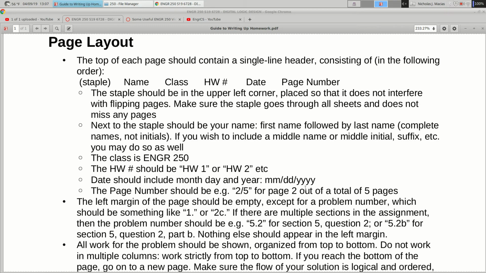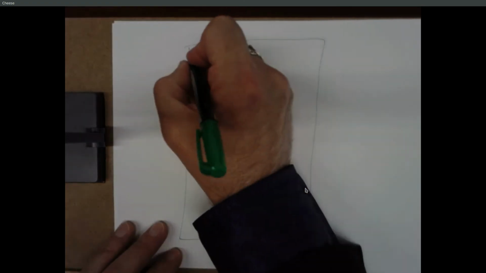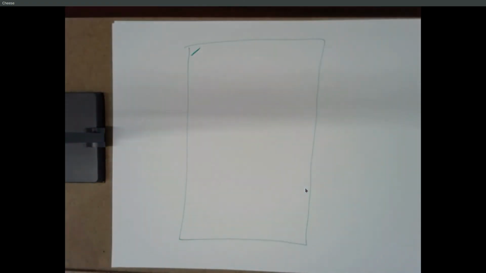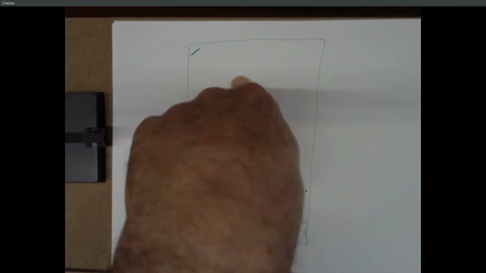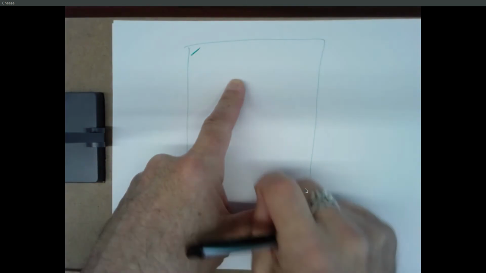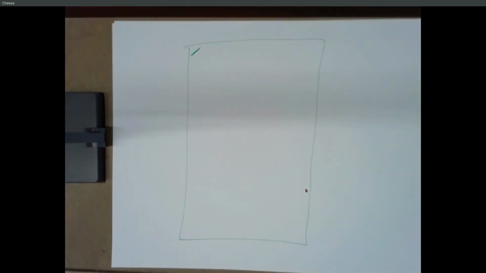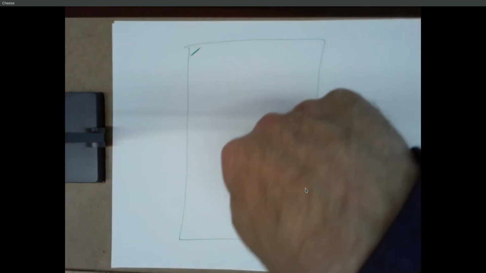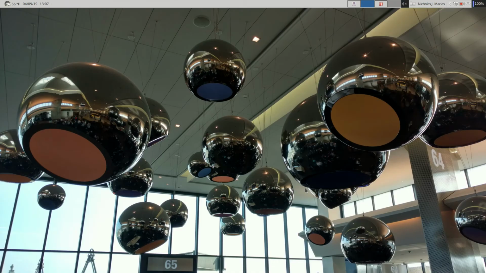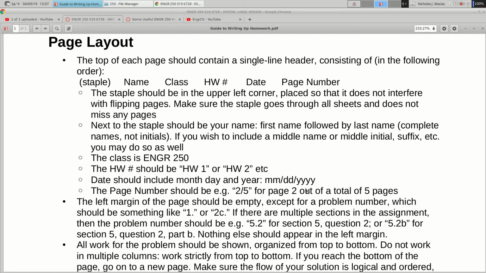Staple goes up here, and I shouldn't have to say that, but sometimes I get staples over here, and I've got to actually flip this to see what the problem number was. I mentioned this to one class, and someone managed to get a staple right in the middle, and they turned that in just to be funny. So, staple in the upper left corner.